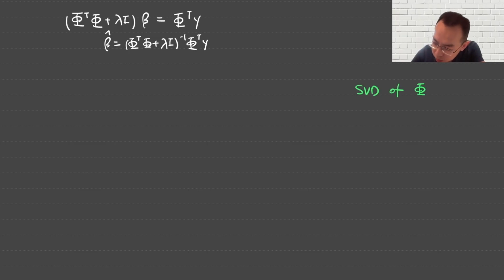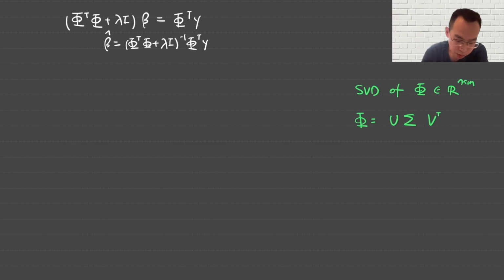Here, remember the dimension of phi is an n by m matrix. And then you can write phi equals U sigma V transpose. Let's do the general case. U will be an n by r matrix, sigma will be an r by r matrix, and V transpose will be an r by m matrix. This means that the rank of our matrix phi is r.